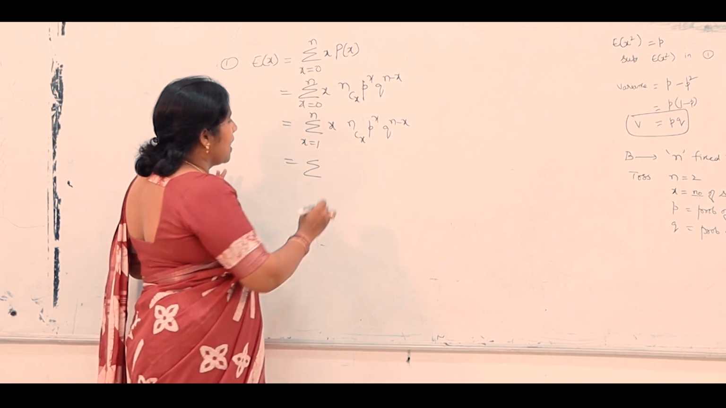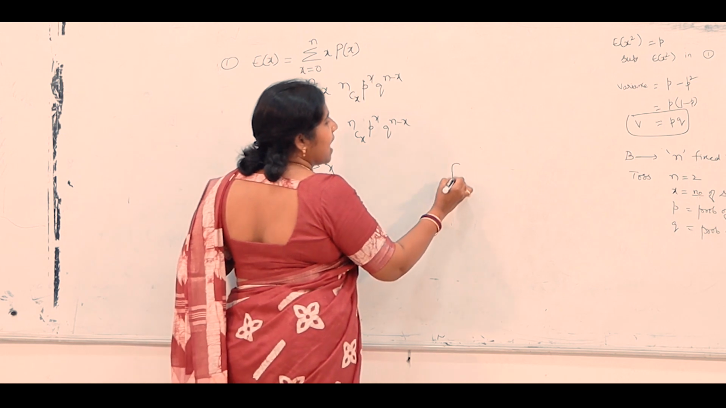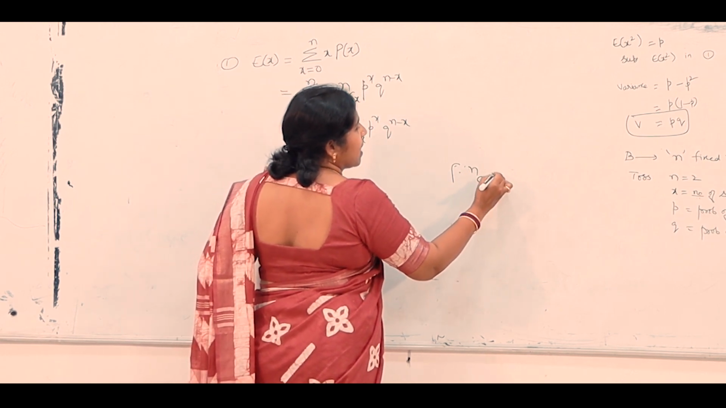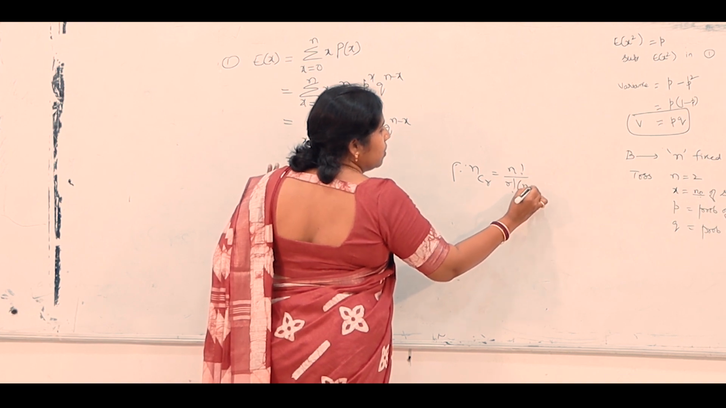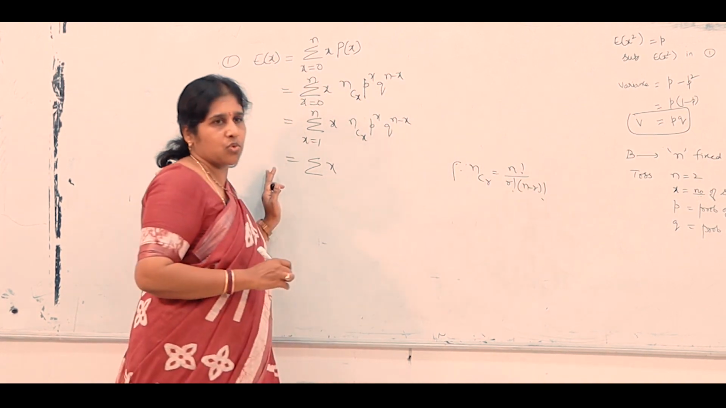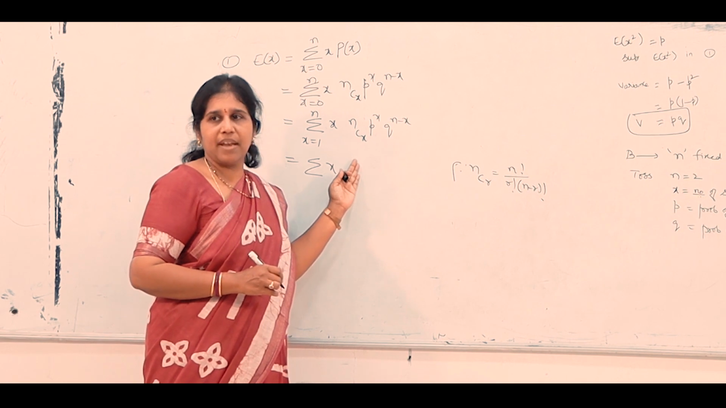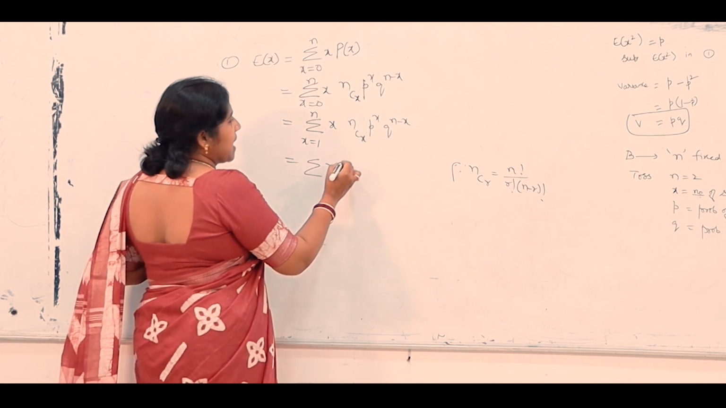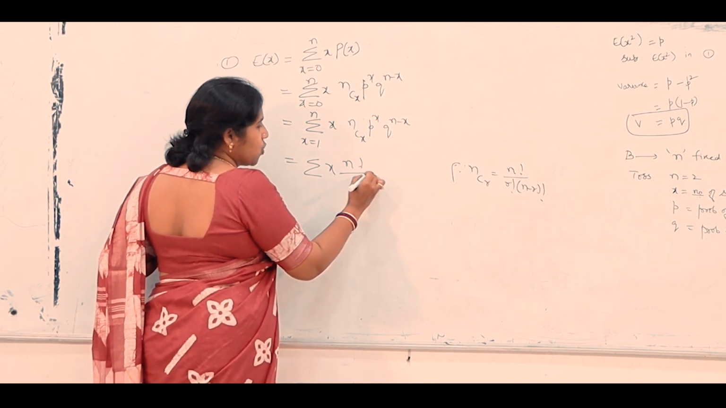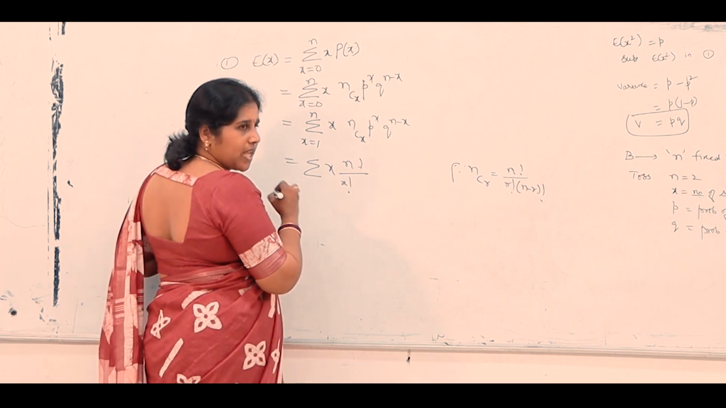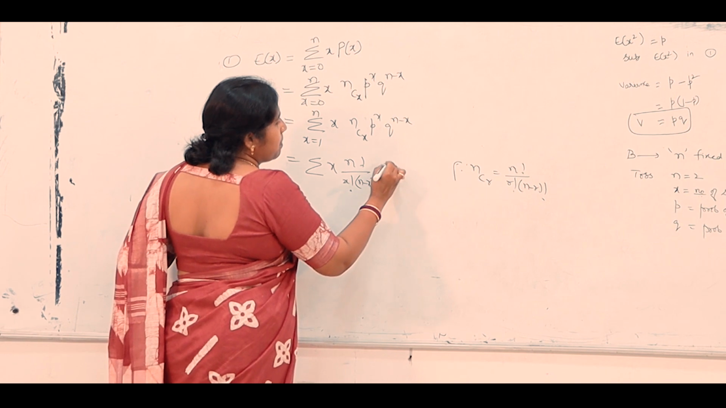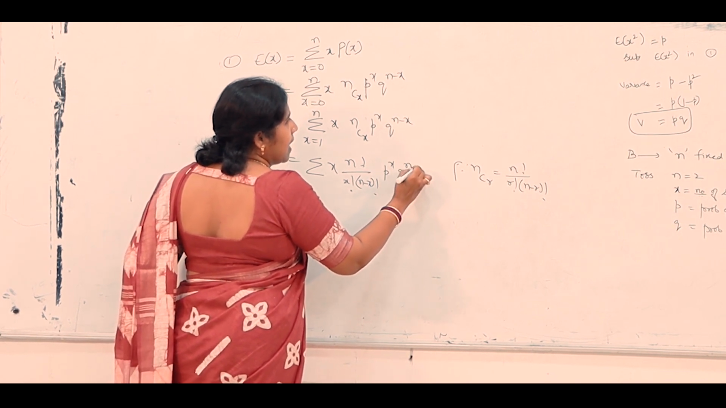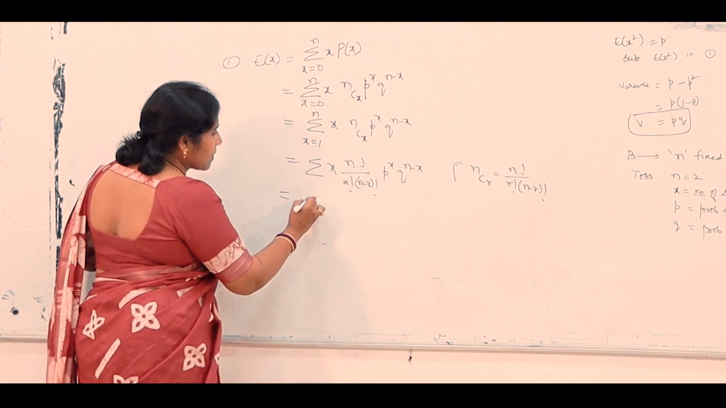Now, what is the formula for nCr combination? nCr formula: n factorial by r factorial into n minus r factorial. In a similar way we expand this nCx. So, what is the expansion of nCx? n factorial by x factorial into n minus x factorial, p power x into q power n minus x.